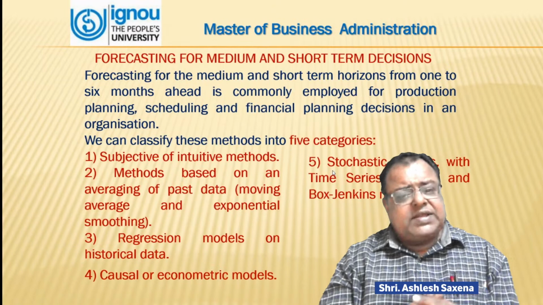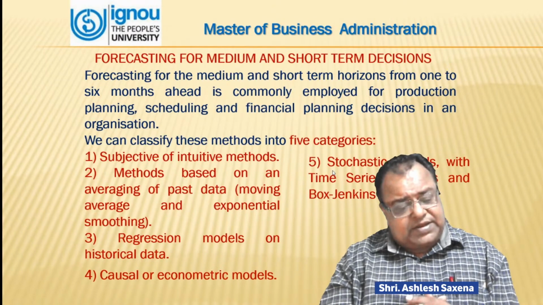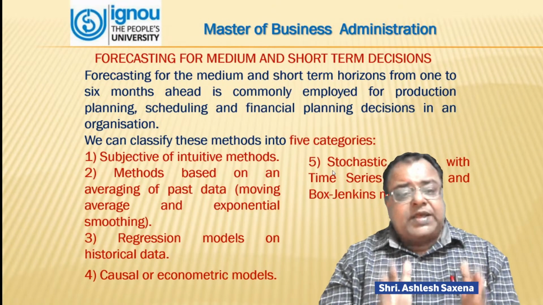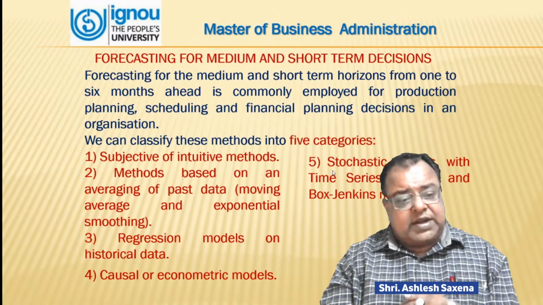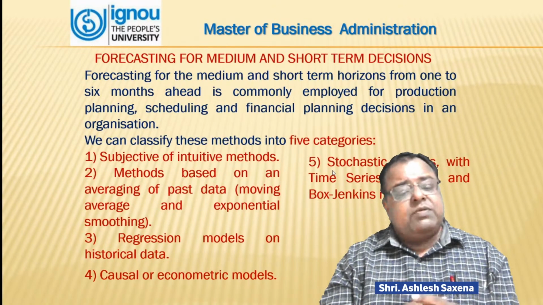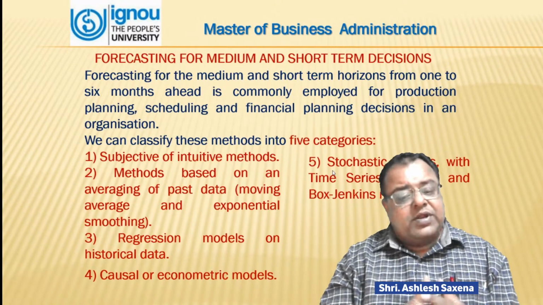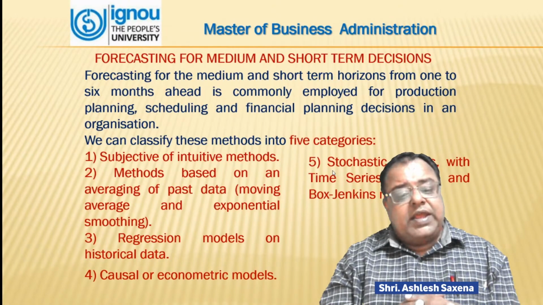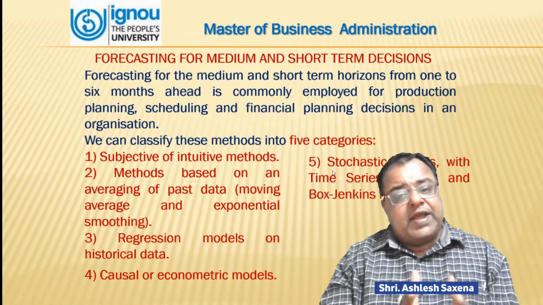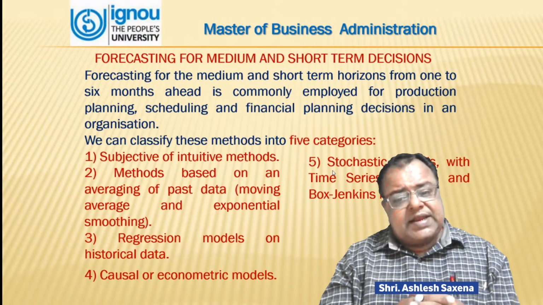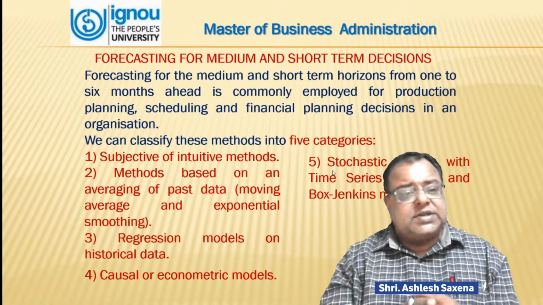We can classify these methods into five categories. First one, subjective or intuitive methods. Number two, based on an averaging of past data, that is moving average and exponential smoothing. Number three, regression models on historical data. Number four, causal or econometric models. And number five is stochastic models, which are time series analysis and Box-Jenkins models.